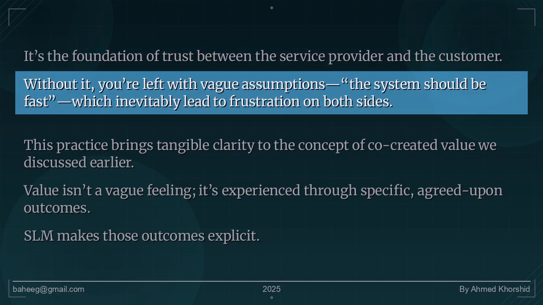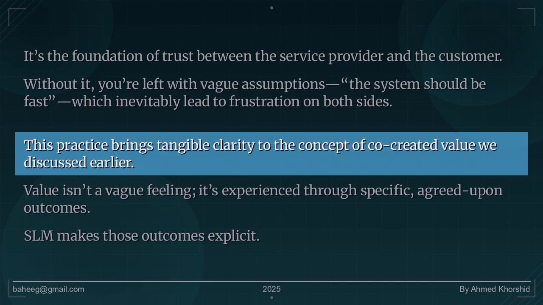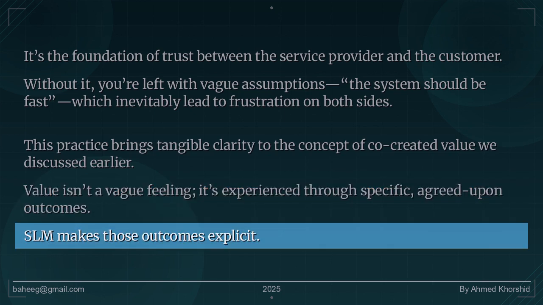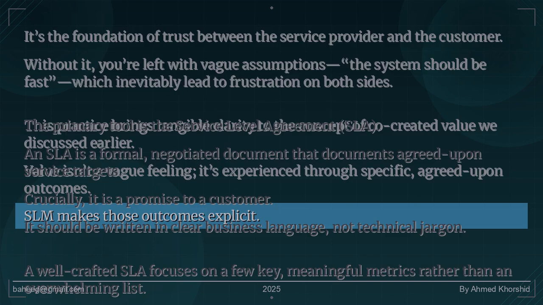Without it, you're left with vague assumptions like "the system should be fast," which inevitably lead to frustration on both sides. This practice brings tangible clarity to the concept of co-created value we discussed earlier. Value isn't a vague feeling, it's experienced through specific, agreed-upon outcomes. SLM makes those outcomes explicit.